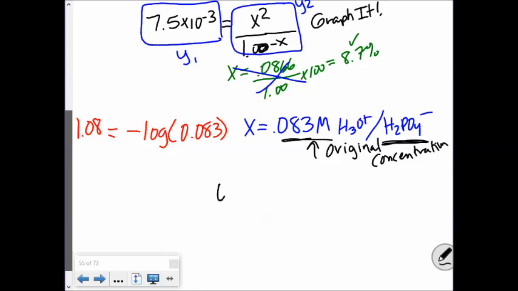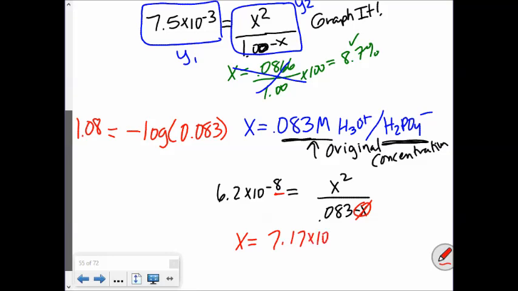It is 6.2 times 10 to the minus 8. What's going to be on top again? X squared. We know that's going to be the same. And what would be on the bottom this time? 0.083 minus x. In this case, could we eliminate x? Definitely, because that's a minus 8. That's really small. So what do we get for our x value here? Once you solve this, what would you get for your x value? 7.17 times 10 to the minus 5.